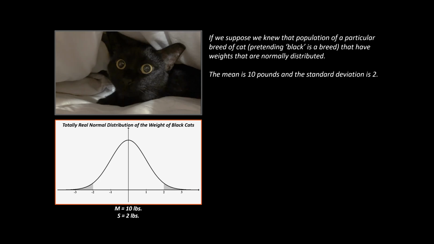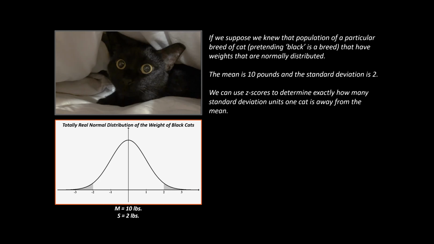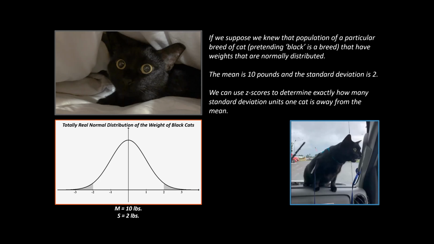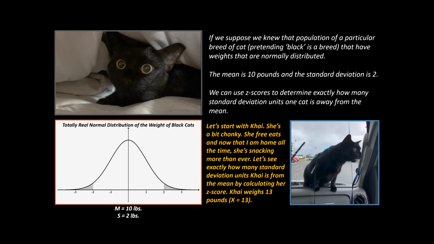Where is another thing entirely. But we can use z-scores to determine exactly where that score is. So how many standard deviation units one cat is away from the mean. And so we're going to use Kai to do that.